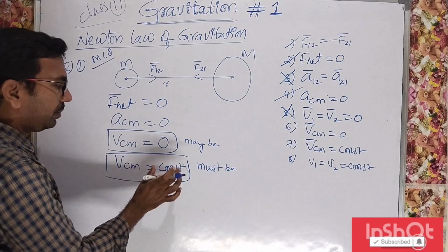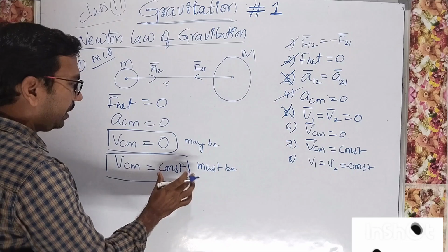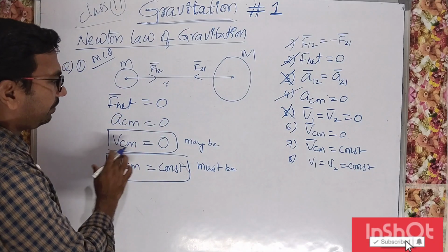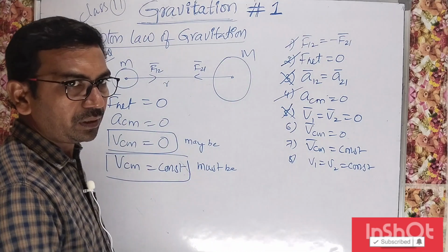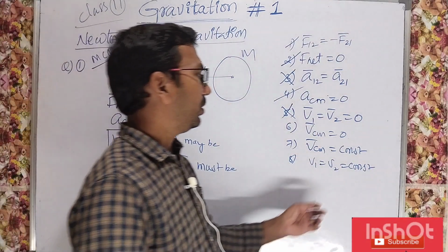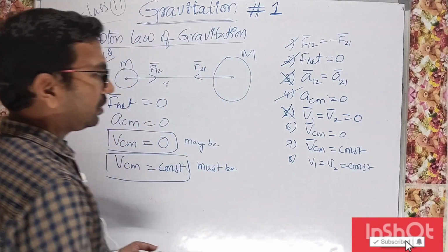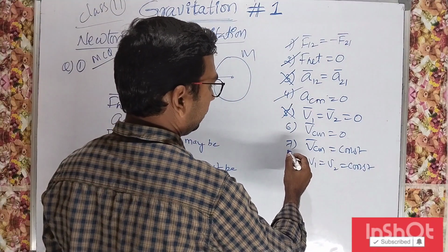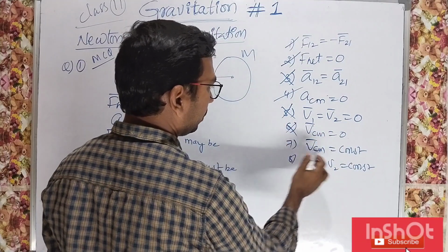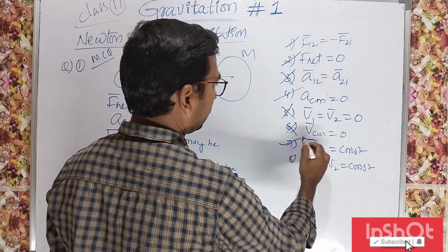So VCM must be constant. When it must be constant, ACM is equal to 0. So what about VCM? VCM may or may not be 0. So next, V1 is equal to V2 is equal to constant. This is also wrong. So here VCM may be 0.